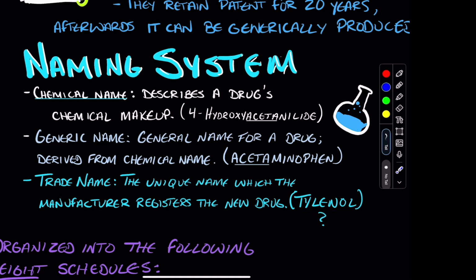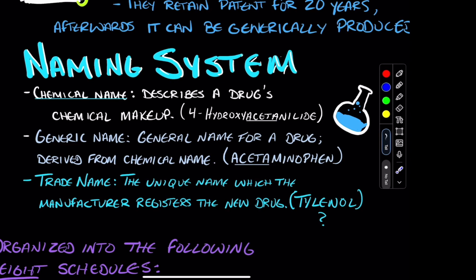To start things off, when you're registering the drugs, it's always given a chemical name, which is the actual chemical makeup of the medication. If you were to say that to a chemist, they'd be able to say, okay, I know exactly where certain atoms are in this molecule. I'm using acetaminophen for all these, and the chemical name for that would be 4-hydroxyacetanilide. It doesn't really roll off the tongue easily.